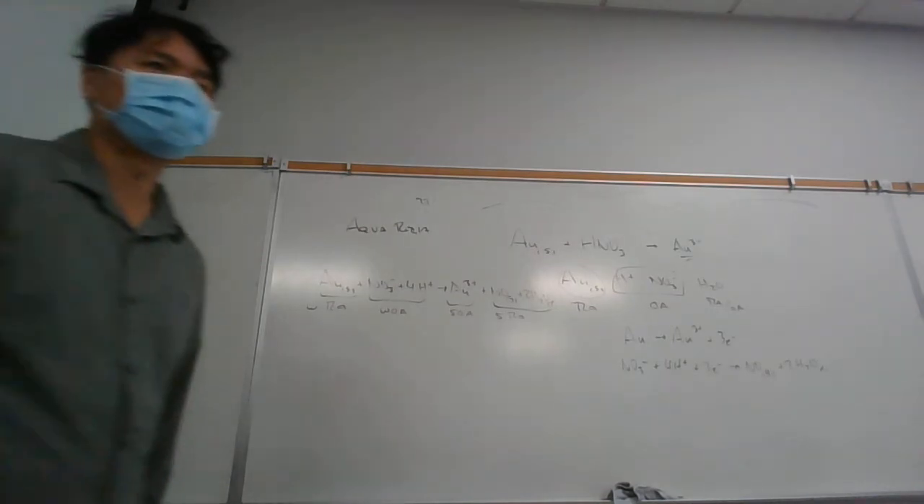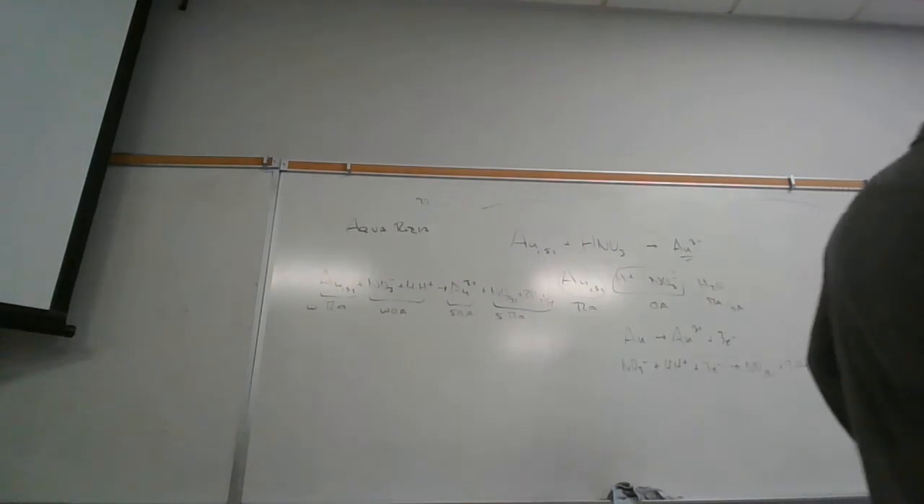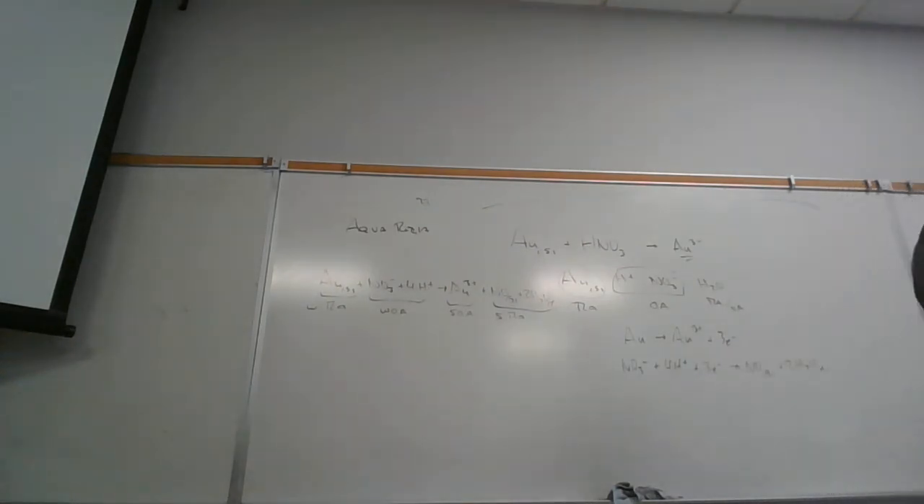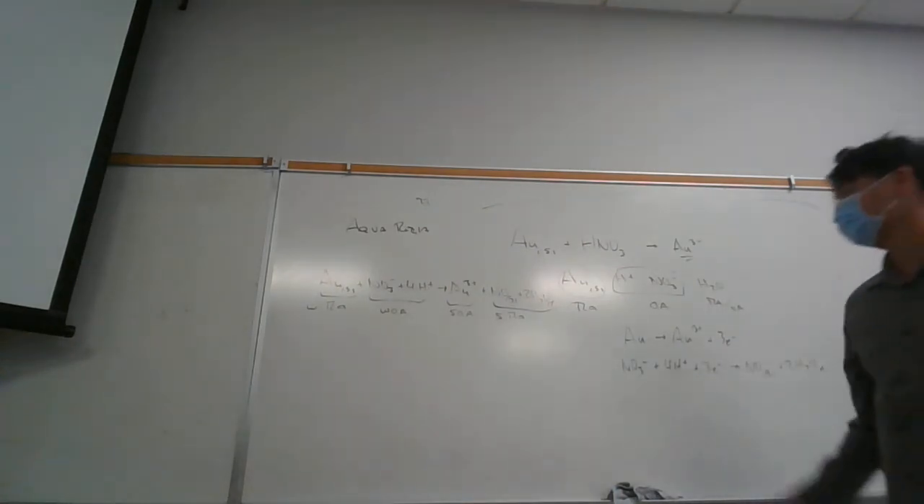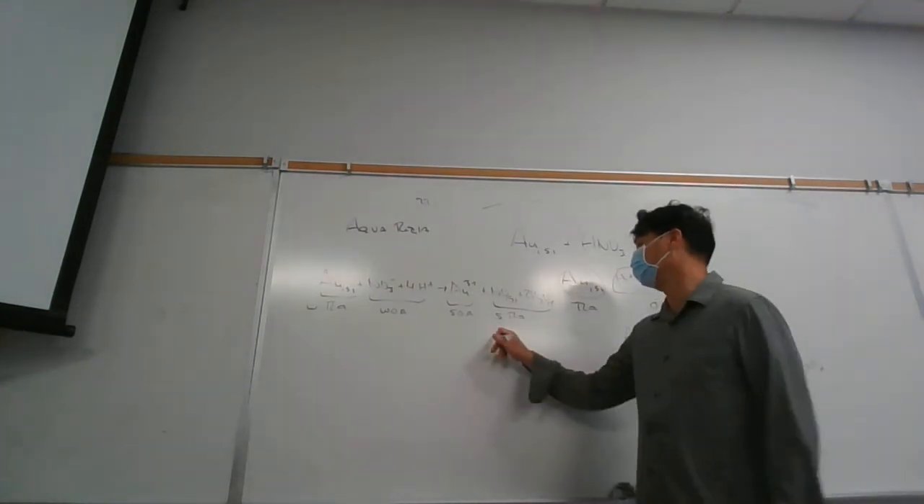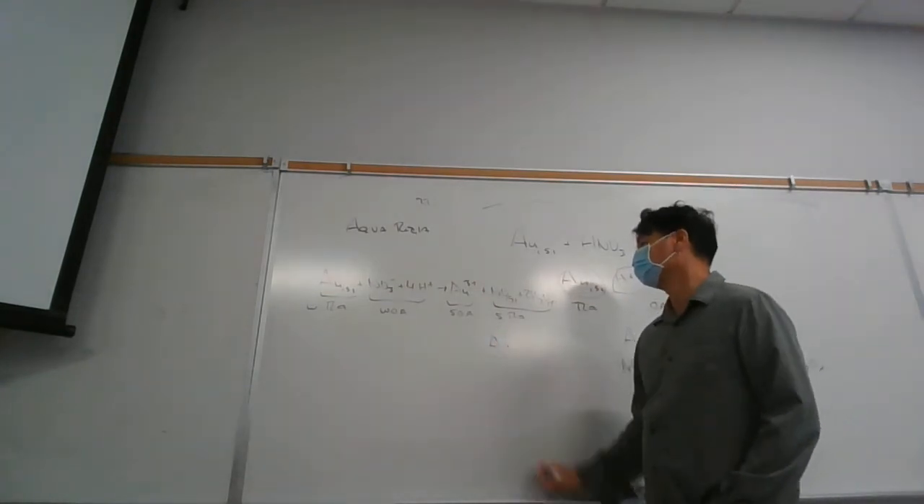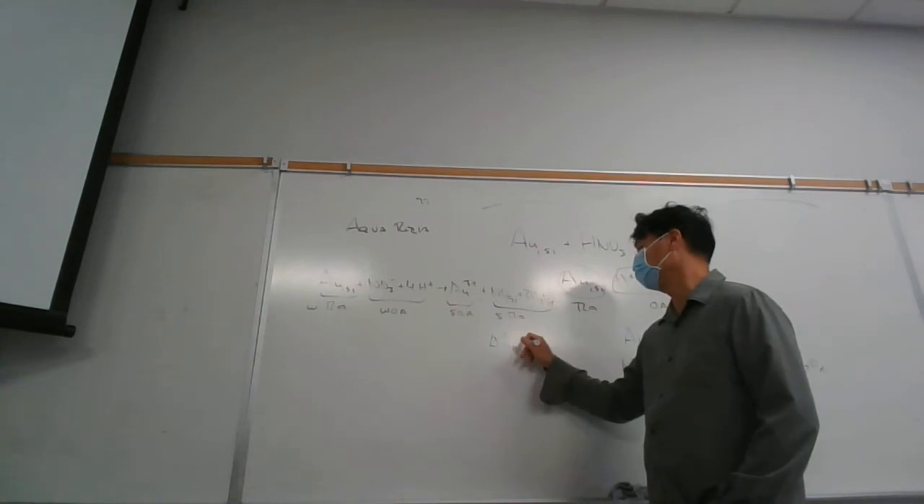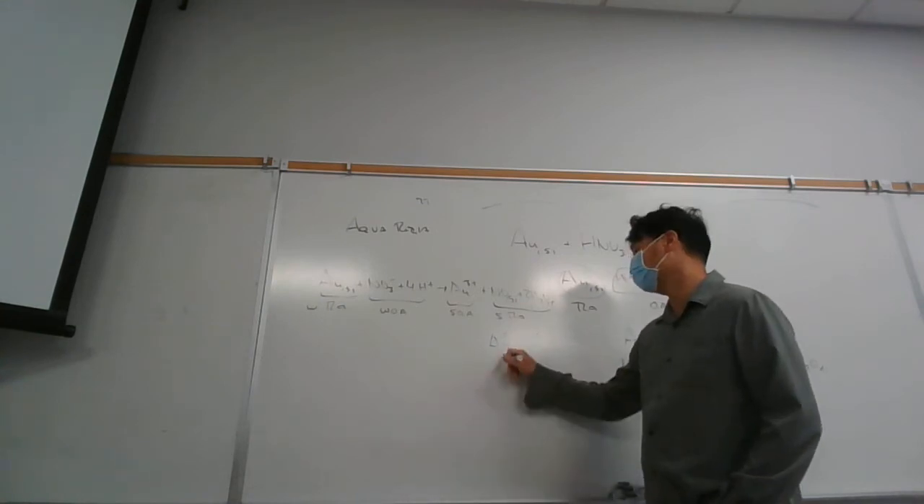Appendix D has gold 3. Gold 3 is a very powerful oxidizer. And so there's no driving force for this. If we calculate the delta G for this, we would see that delta G is greater than 0, which means it's non-spontaneous.